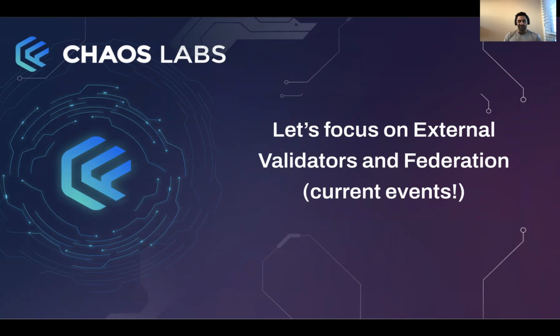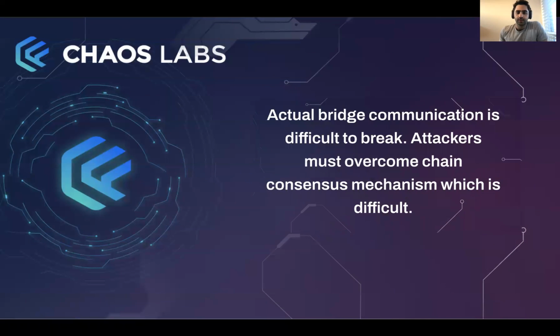Because this has been in the news and currently they're the most prevalent type of bridges, let's focus on external validators, bridges that use the model of external validators and federation. So in the attacks that we just saw, and generally speaking, corrupting the actual bridge communication is difficult. Usually attackers need to overcome chain consensus on either one or two of the bridges that they're trying to attack. This can be really expensive, really difficult, and just not economically a good idea or feasible.